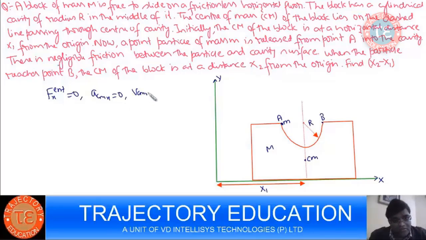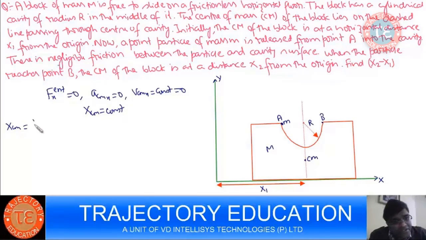It means v_CMx should be constant, and initially they are not having any velocity, so v_CMx is 0 at t equal to 0, and it should always remain 0. It means x_CM is constant. And what was x_CM in the beginning? Can you tell me?